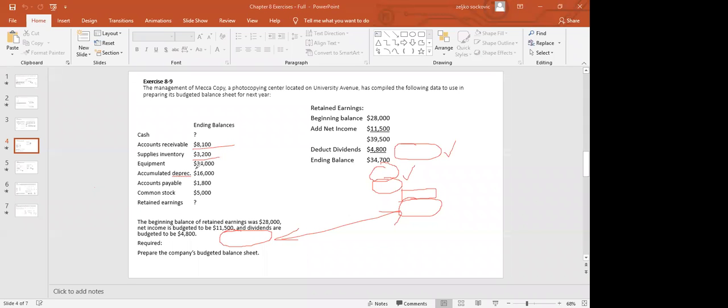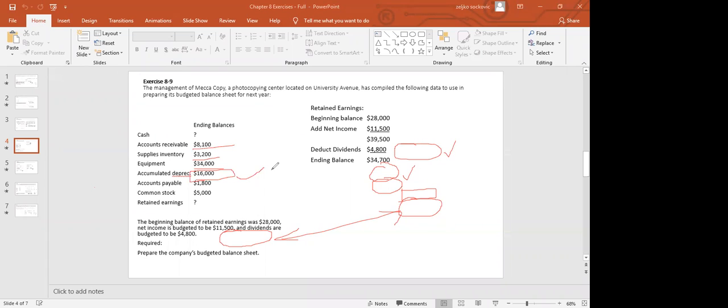Plus inventory plus equipment, and then we need to deduct accumulated depreciation, right? Why? Because this is a contra asset account, meaning it decreases our assets. This is accumulated depreciation, if you remember this. So again, this is a little bit of a review of 2101, the basic stuff.